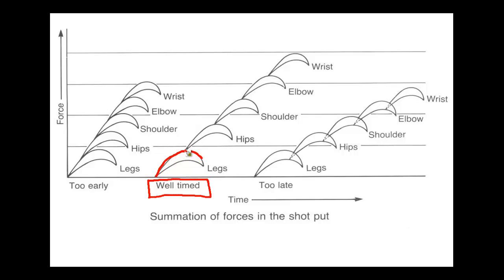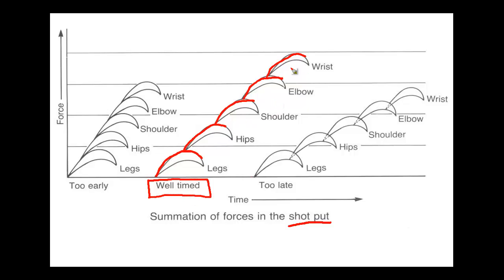And as you can see, at this point, that is when the hips take over. And once again, at the top point there, the shoulder, followed by the elbow, and followed by the wrist. Now this example is in a shot put throw. So you can see the same muscle groups are used as they were in the tennis ball throw. So that's well timed, that's ideal, that's what we're looking at.